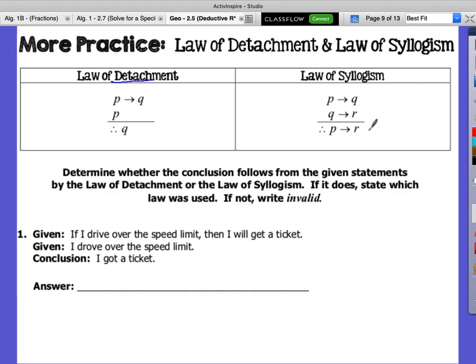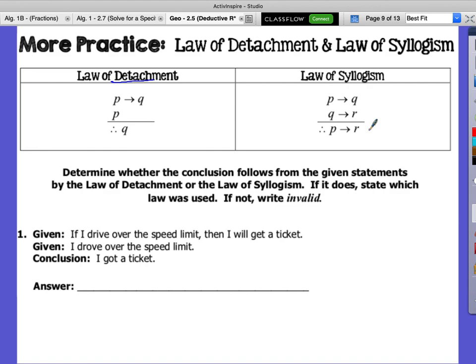Right below this for these examples, we're given two different things. And then we're going to be given a conclusion. And we're going to say, did this follow the law of syllogism? Did this follow the law of detachment? Or neither? And if neither, we write invalid. So let's look over this and we'll label just like we have been.